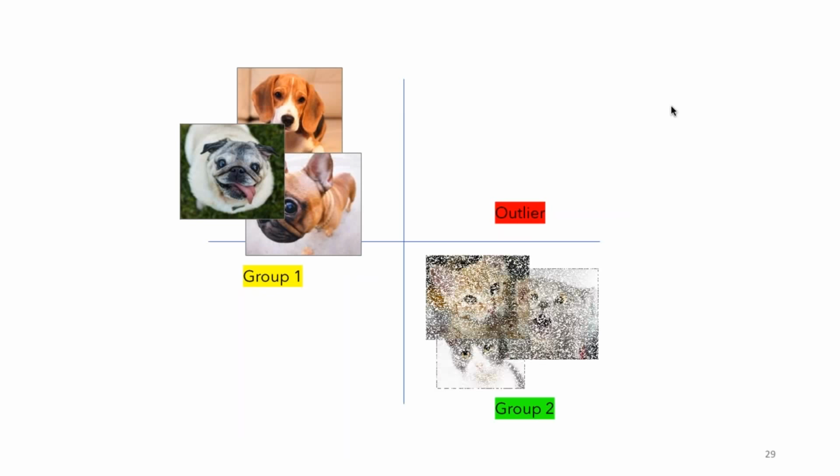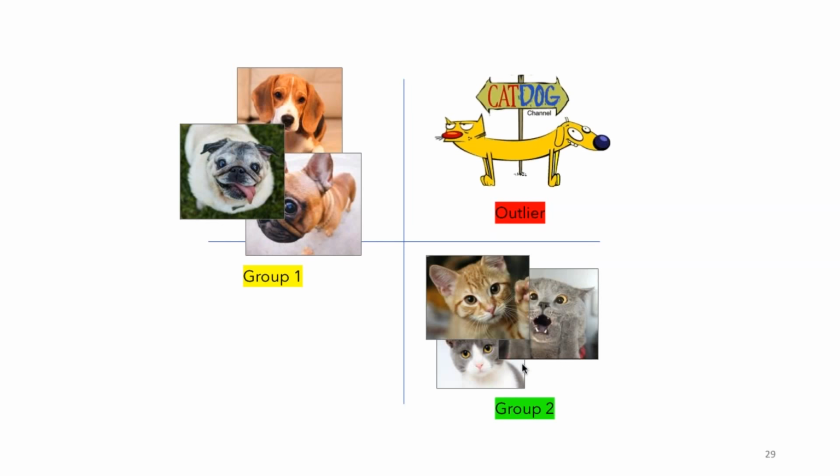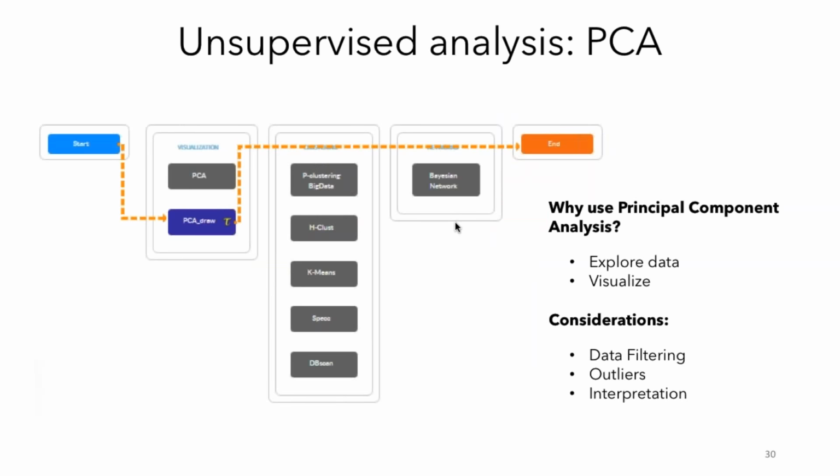For example, we can draw them on the plane. So you see that dogs are distinct from the cats. So we have group 1 and group 2. And sometimes we can have outliers, for example, a cat-dog, which can be in each of these groups. And in our case, our samples are cell lines and our features are genes. So we have a gene expression table. And the first method of unsupervised analysis is just to draw our samples on the plane.